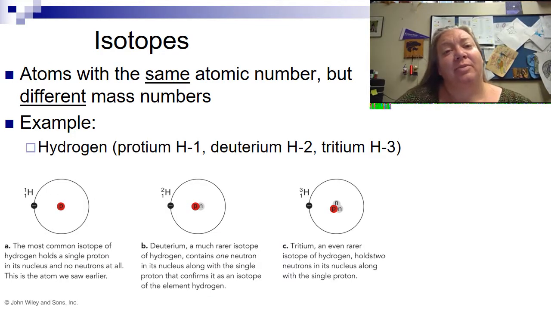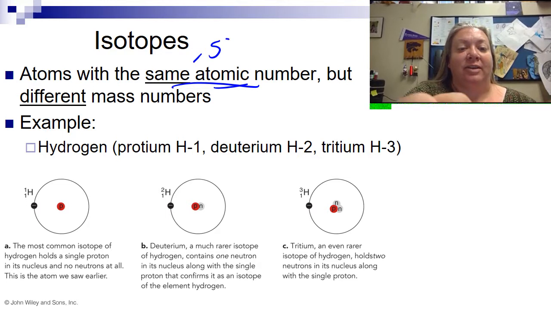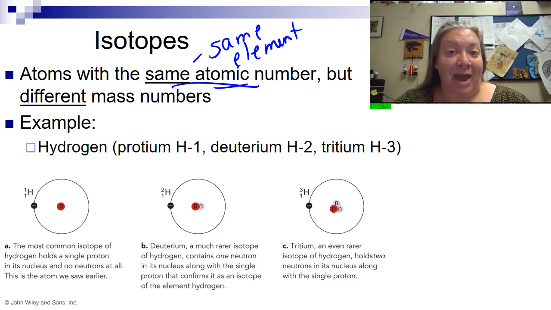Now, that top number, we said it could change. The number of neutrons may change. So your mass may change. When that happens, you have what are called isotopes. Isotopes are atoms with the same atomic number. Same atomic number means that they are the same element, but they have different mass numbers. So they have different weights associated with them.